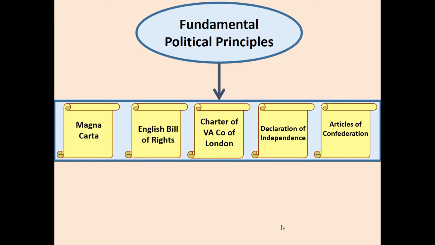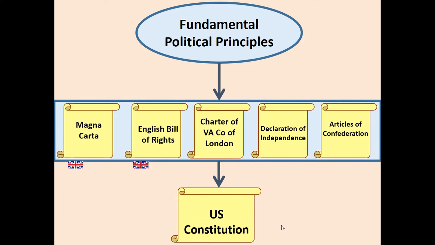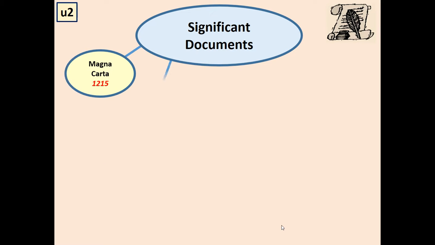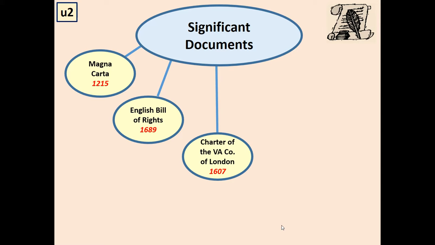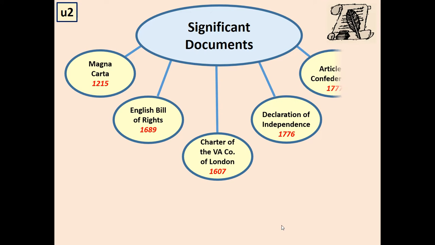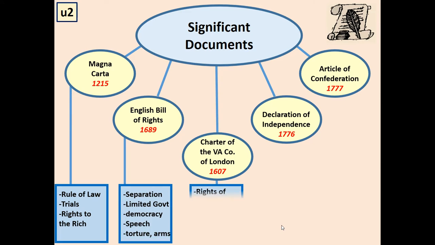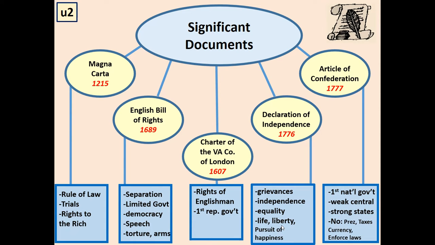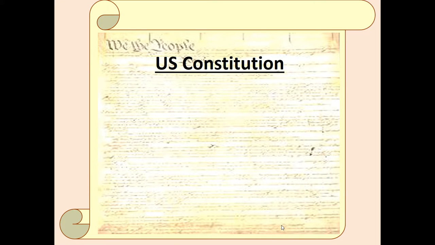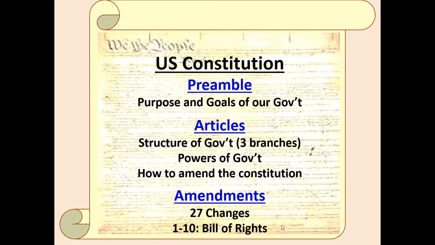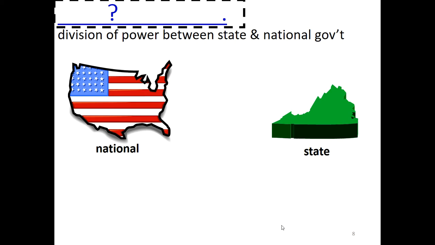They can be found in these 5 significant documents. They are also in other documents, other American documents, other French documents, other English documents. But these are the 5 that we really want to focus on, and they heavily influence the United States Constitution, which explains our government then and today. Magna Carta, the English Bill of Rights in 1689, in 1607 the Charter of the Virginia Company of London, in 1776 the Declaration of Independence, and then the Articles of Confederation, our first form of government, which failed and was replaced by the U.S. Constitution. 3 parts of the Constitution: the Preamble, the Articles, and the Amendments. That's what they do.